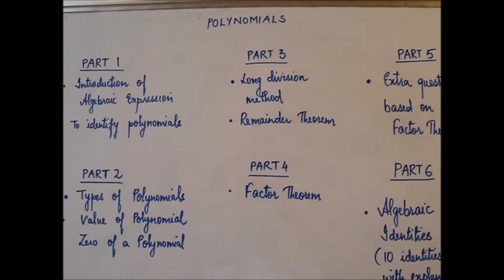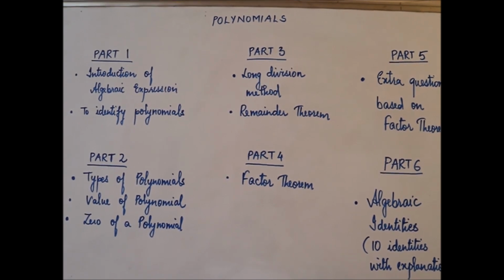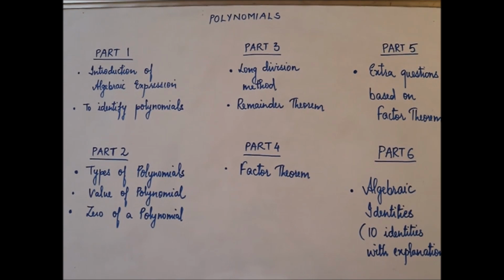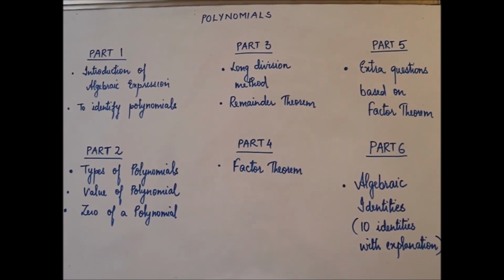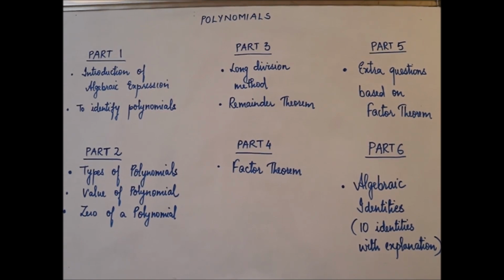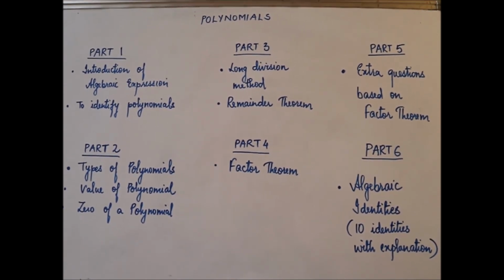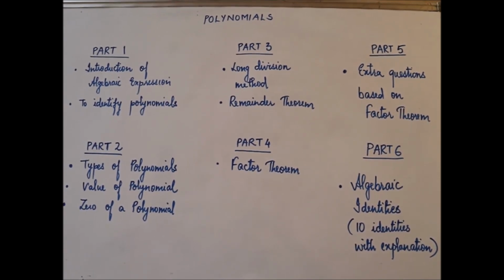Dear students, today we are going to do chapter 2 polynomials. This chapter has been divided into 6 parts. In part 1, we will be learning introduction of algebraic expression and also to identify polynomials. Part 2, we will be going through types of polynomial and we will learn how to find the value of polynomial along with zero of polynomial.